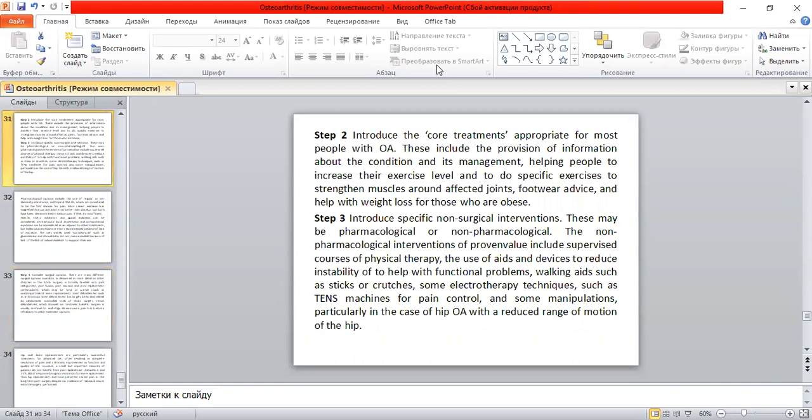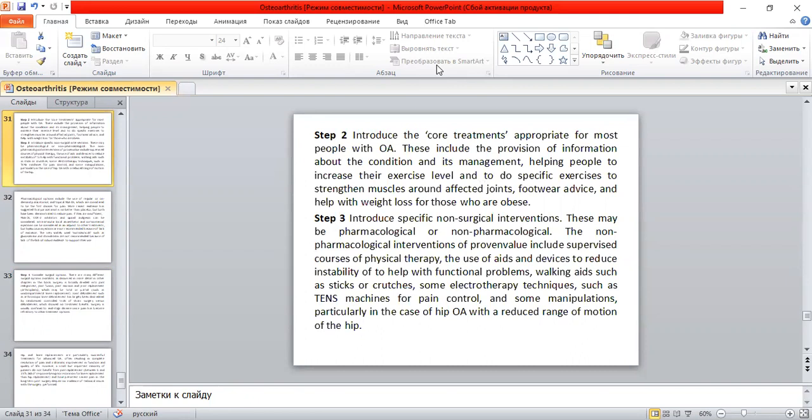Step 2, introduce the core treatments appropriate for most people with osteoarthritis. This includes the provision of information about the condition and its management, helping people to increase their exercise level and to do specific exercises to strengthen muscles around the affected joints, footwear advice, and help with weight loss for those who are overweight.